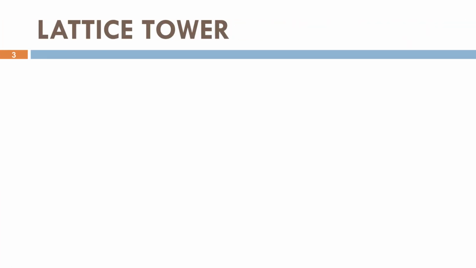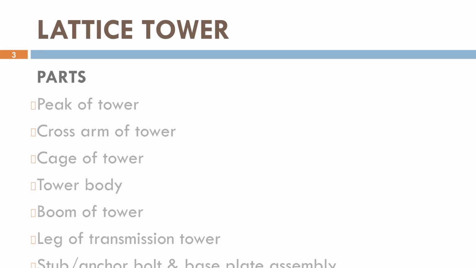A lattice tower consists of several important parts. The peak is the topmost portion of the tower. The cross arm supports the electrical conductors. The cage provides stability near the upper section. The tower body forms the main framework. The boom strengthens the structure, while the legs transfer loads safely to the foundation. At the bottom, the stub, anchor bolts, and baseplate assembly firmly connect the tower to the concrete foundation. Every component has a specific function to ensure stability and safety.